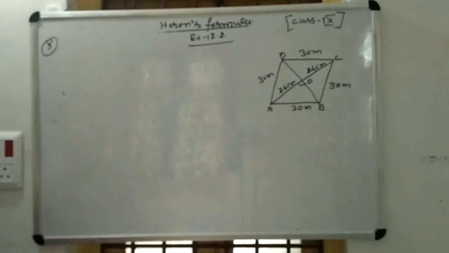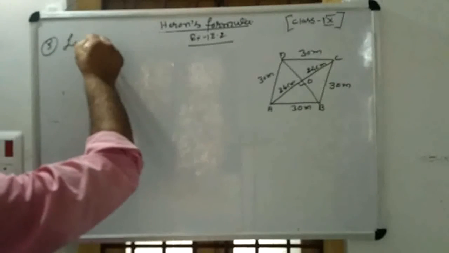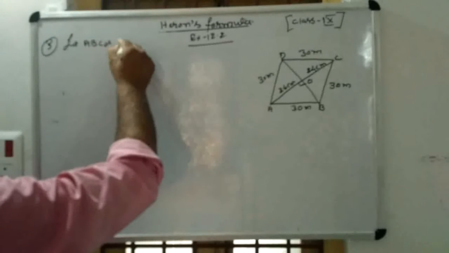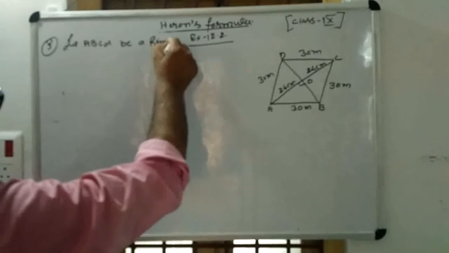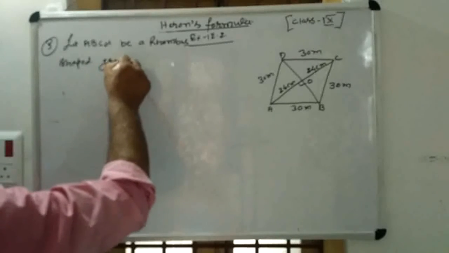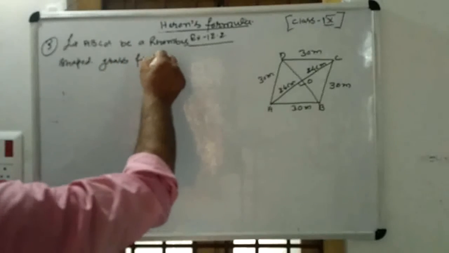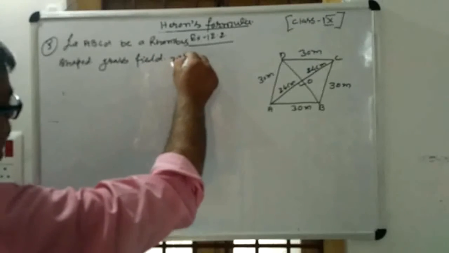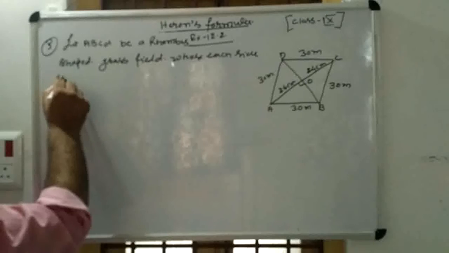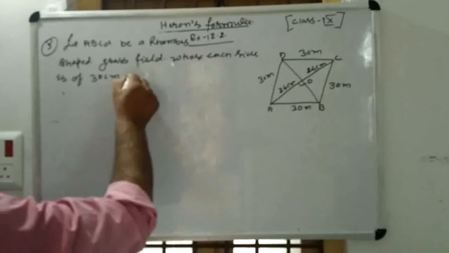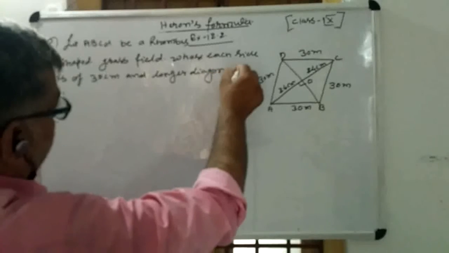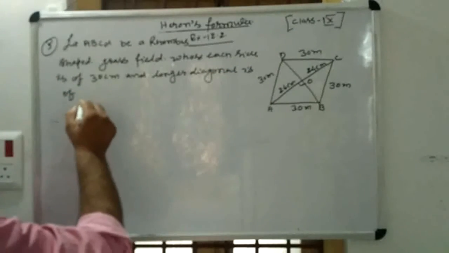To graze. Start: let ABCD be a rhombus shaped grass field whose each side is of 30 and longer diagonal is of 48.